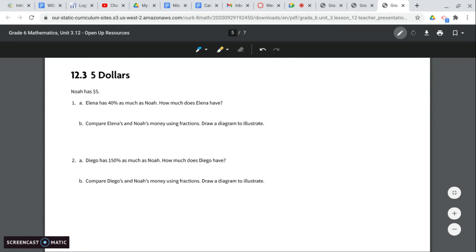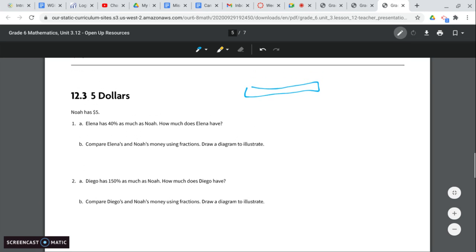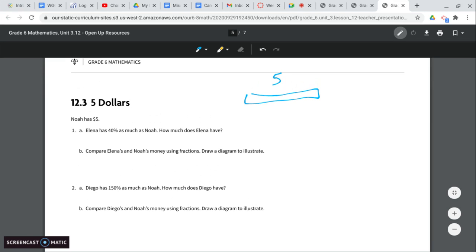Noah has $5. Elena has 40% as much as Noah. How much does Elena have? So how we are going to figure this out is we're going to look at this in terms of, okay, our whole is the $5. So we've got our whole, and that represents the $5. Now, Elena has 40% as much.